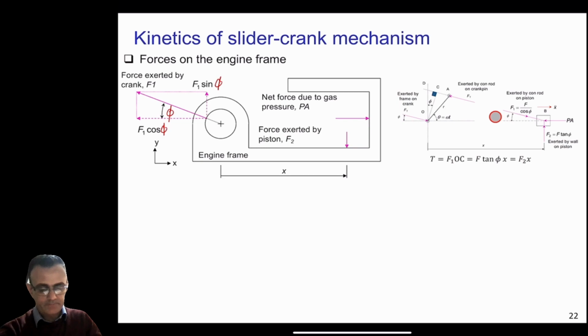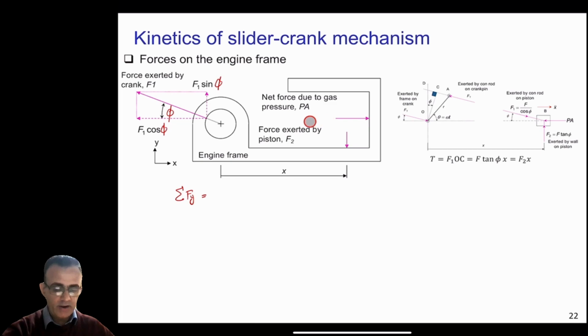So if you want to calculate all the forces in the y direction on this engine frame, you will say summation of all the forces in y direction. So in y direction, you have this f2, which is in the negative direction, and you have this f1 sine pi, which is in the positive direction. So if you write f1 sine pi minus f2.